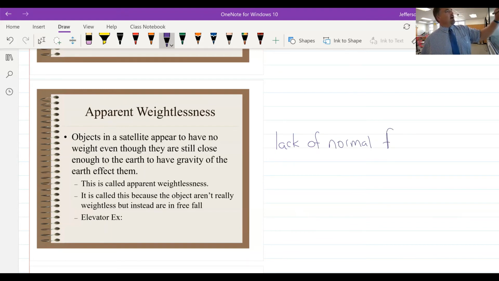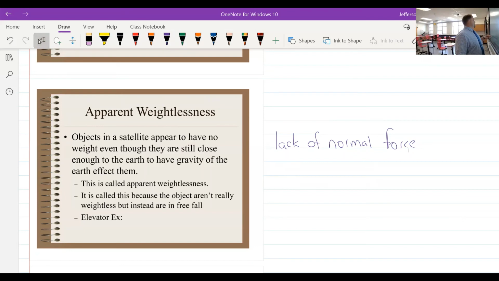Remember how we talked about how the normal force is how we perceive our weight. When you step on a scale, the scale reading is the normal force pushing you back up in order to make sure you remain in equilibrium. If you get rid of that normal force, you get the sensation of being weightless, even though the force of gravity is still acting on you.